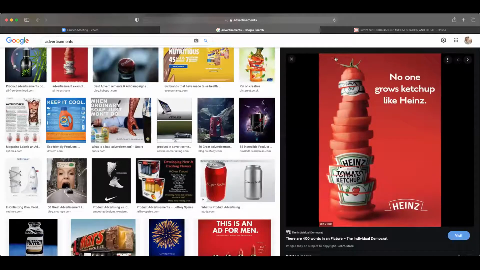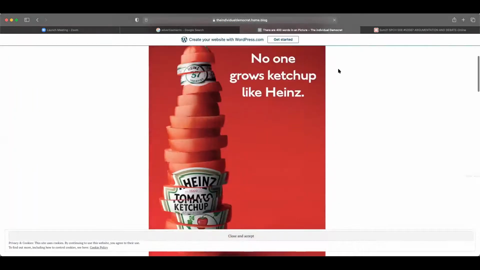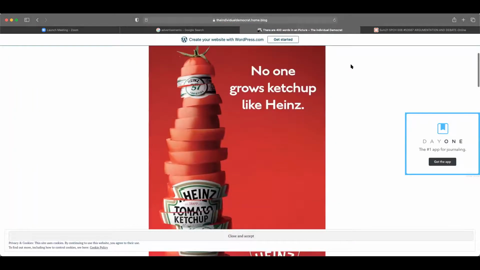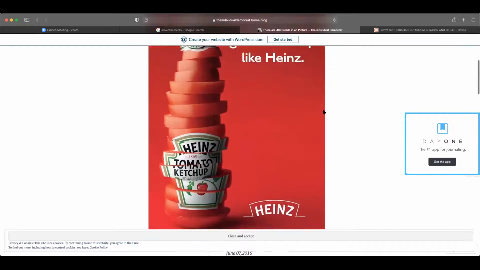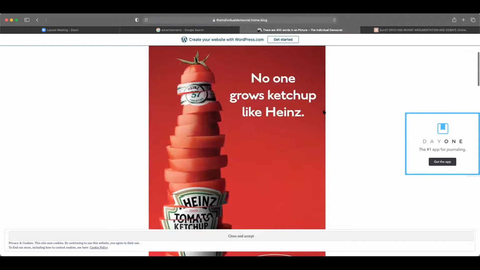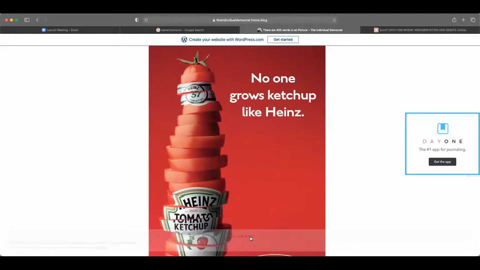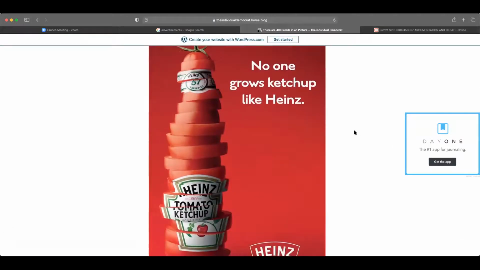Let me share the screen with you all. Okay, so I picked this particular artifact because I thought it was really interesting. It's a Heinz ad that says no one grows ketchup like Heinz. And that's the artifact that I'm looking at.